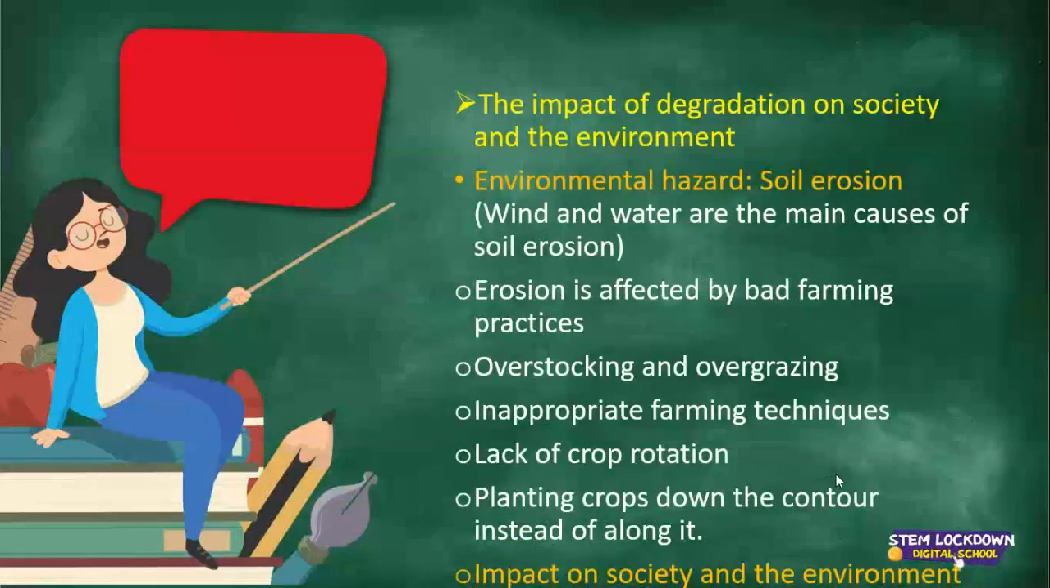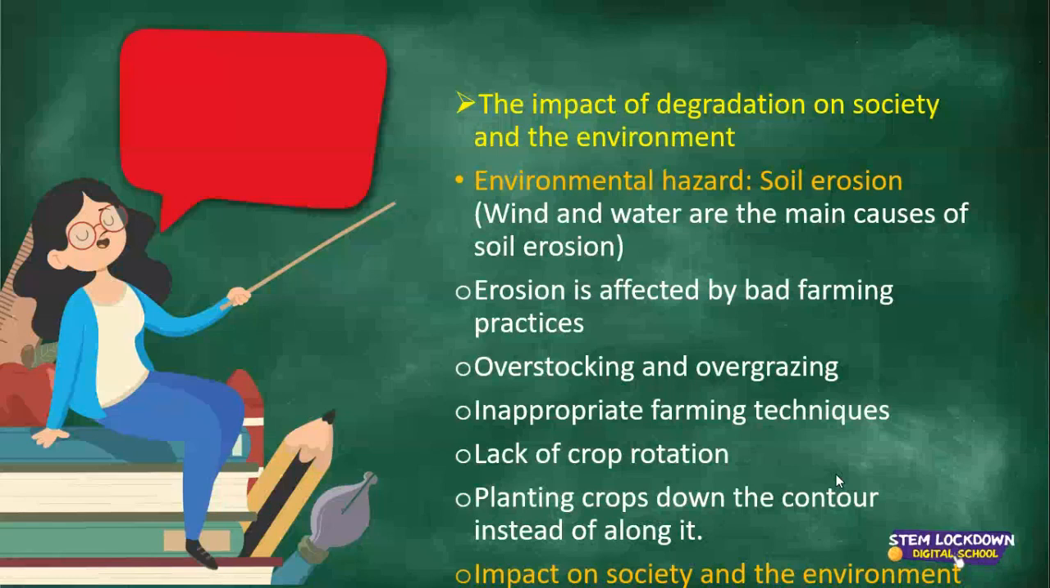Environmental hazard number one will be soil erosion. Soil erosion is when wind and water are the main causes of it. Basically, soil erosion is when soil moves from its original position, and you find that where there was lots of healthy soil, the healthy soil has been swept away by water or by wind, and then you find soil that you can't really plant anything on.